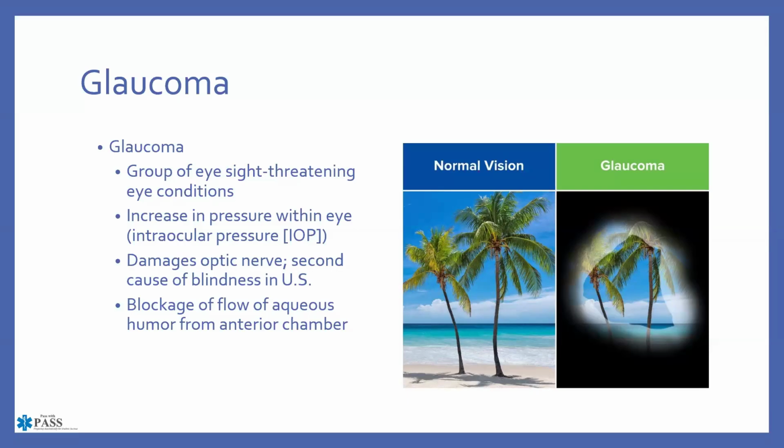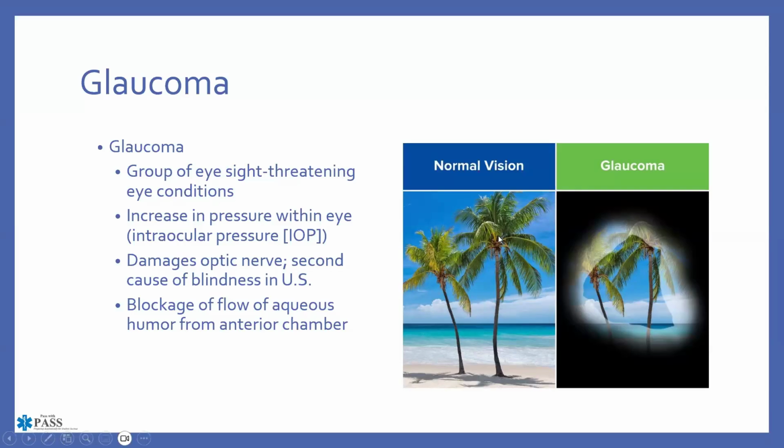The group of eyesight threatening conditions, no matter what the issue is, is all due to an increase in pressure within the eye, the intraocular pressure, the IOP. That high pressure causes damage to the optic nerve, which is the second leading cause of blindness in the United States. The blockage of flow of the aqueous humor from the anterior chamber is another reason that they end up getting that high pressure system. So the aqueous humor duct ends up getting blocked. You have a sudden spike in your pressure, leading to glaucoma.